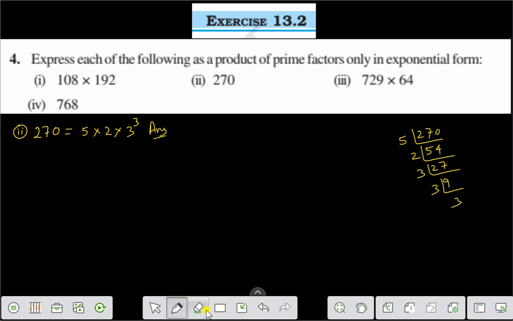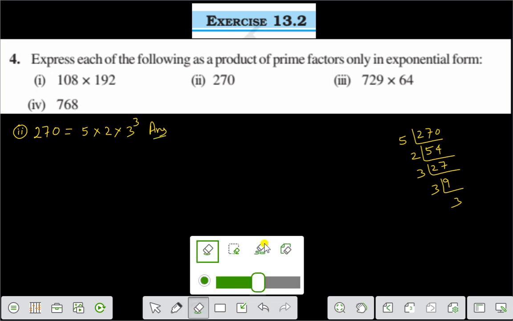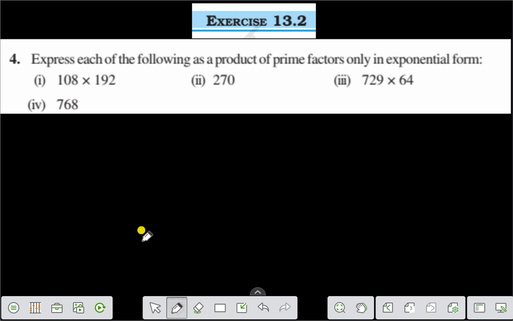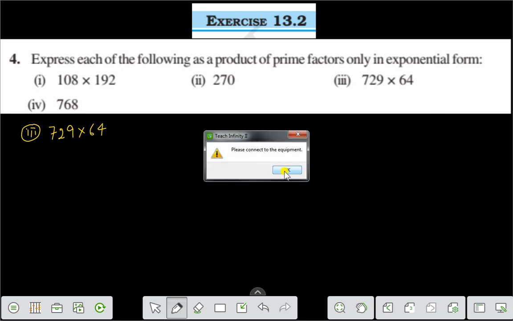Let's solve question number 3. Question number 3, you see here, is 729 into 64. Let us first find 64 and 729. Therefore, first find the value of 64.